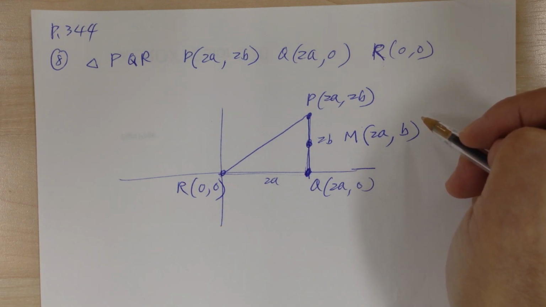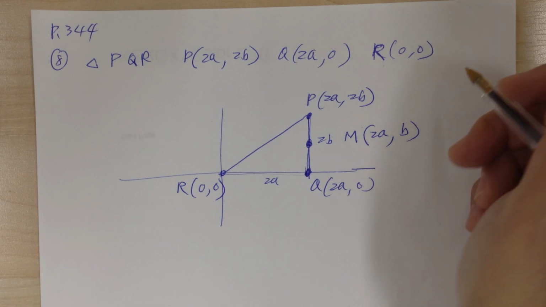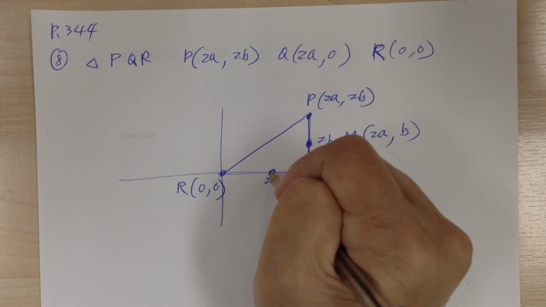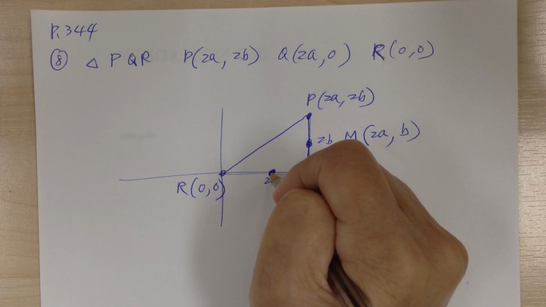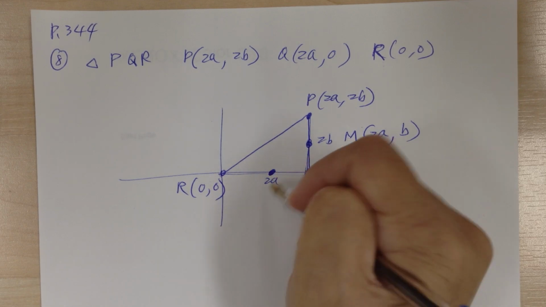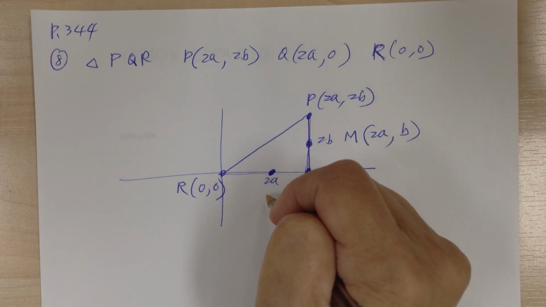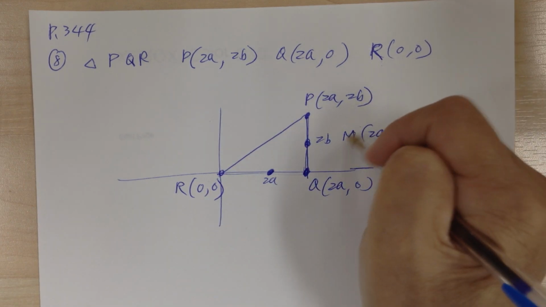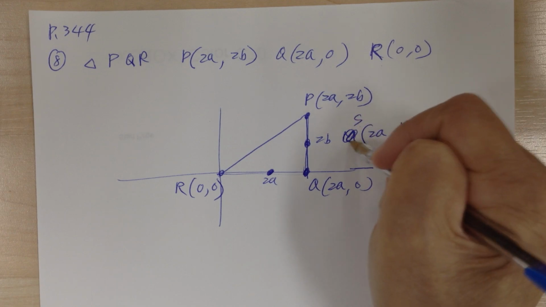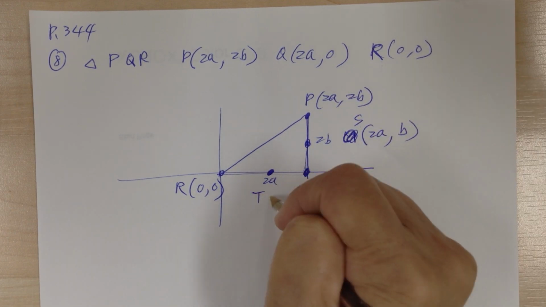And midpoint T of QO, okay? I think it's QR, I think that's what I mean. Again, that's a typo, because they kind of mix up between the R and the O. So this point, we're going to call it S. They call this point S, and they call this point T.